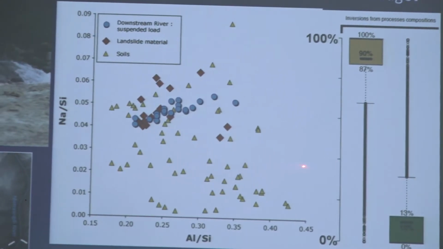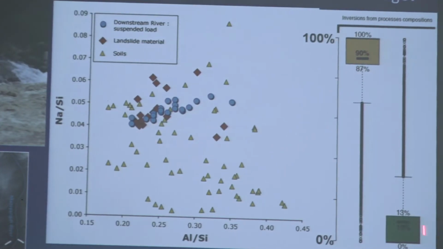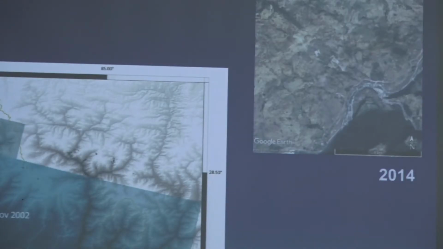Soil in terms of sodium content. And if we try to invert these two walls, so the soil and the landslide, we end up with the sediment made of more than 90% of landslide materials and less than 10% soil material. So second argument to say that landslide dominates the sediment phase and the erosion.